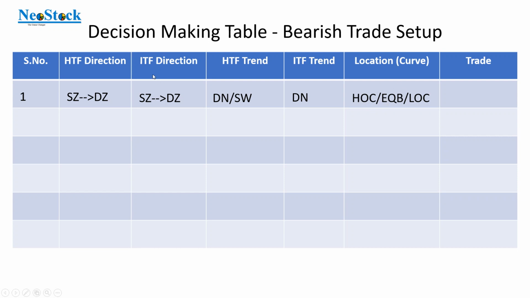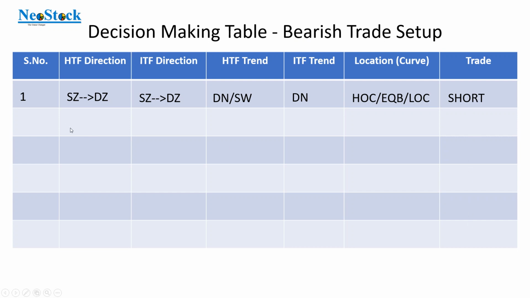But the only condition is that the ITF price direction should always be supply zone to demand zone. Which trades are we planning? Short trades. That means in all these rows, in this column, it should be short trades, because the heading itself is the bearish trade setup. In a bearish trade setup, we always plan short trades.